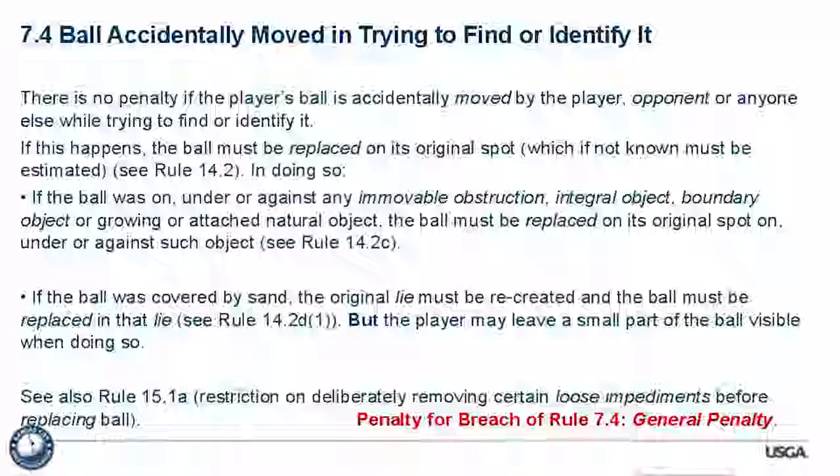All right, so if the ball was on or under any immovable obstruction, integral object, boundary object, or growing attached natural object, the ball must be replaced on its original spot against those things. Okay? So if you are looking for your ball near an out-of-bounds line, and you kick it and it was right up against the stake, you have to replace it up against the stake, is what it's saying, and then deal with it from there.